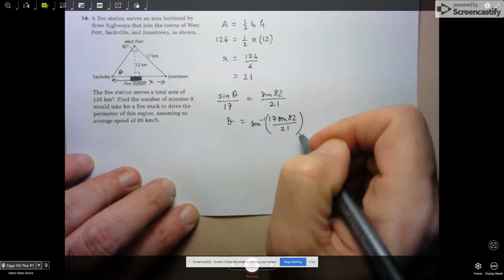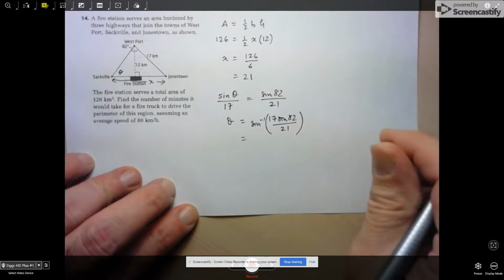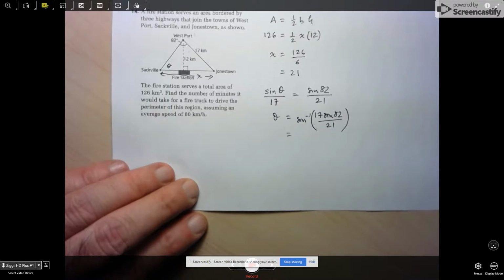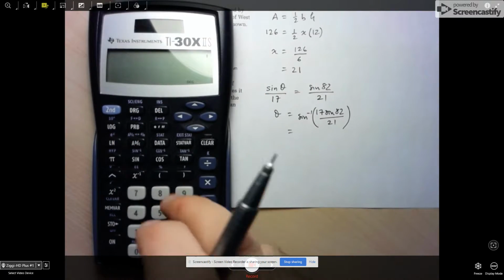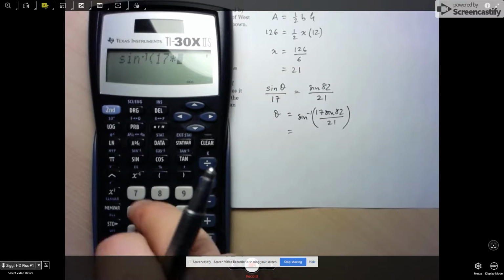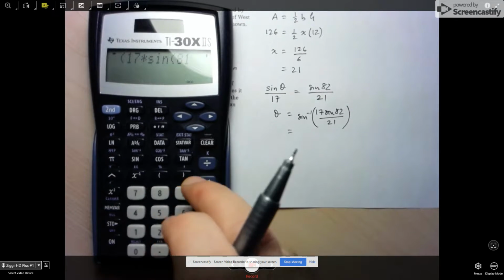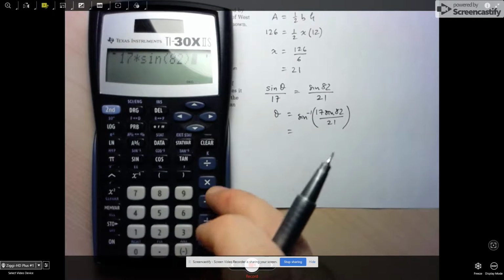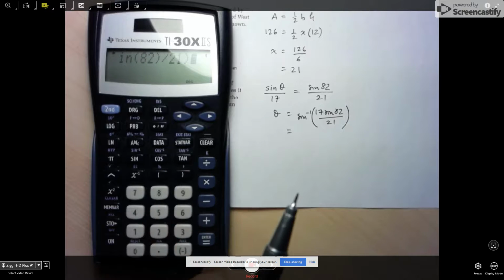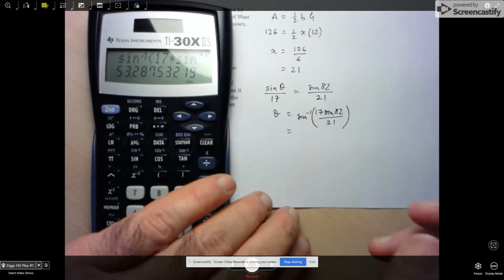This is what I'm calculating. Let's put all this into our trusty calculator to do it in one step. We have inverse sine of 17 times sine 82, not 81, and divided by 21. And that gives us 53.29.